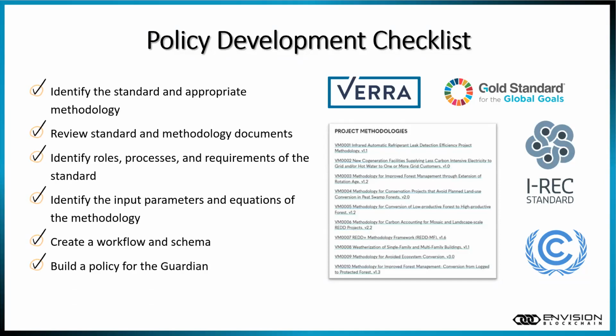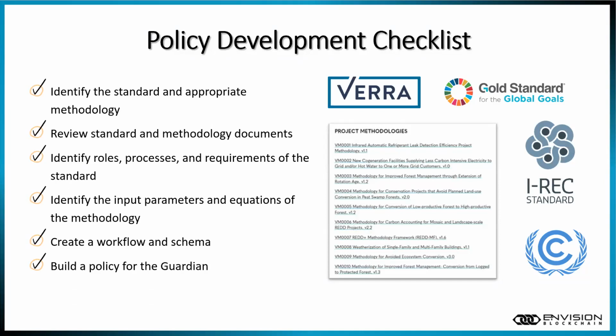Step two will be to review the standard and methodology documents. So you'll want to make sure that you read through the documentation provided by the standard and methodology, ensuring that there's a comprehensive understanding of their guidelines, criteria, and principles. Step three is to identify roles, processes, and requirements. By identifying the various roles involved, you'll be able to define their responsibilities in the Guardian. Then you want to determine the necessary processes and requirements outlined by the standard.